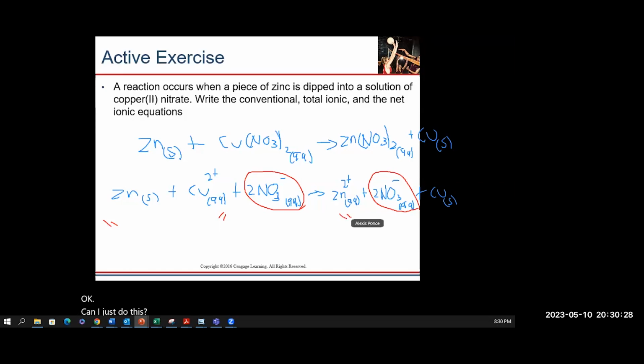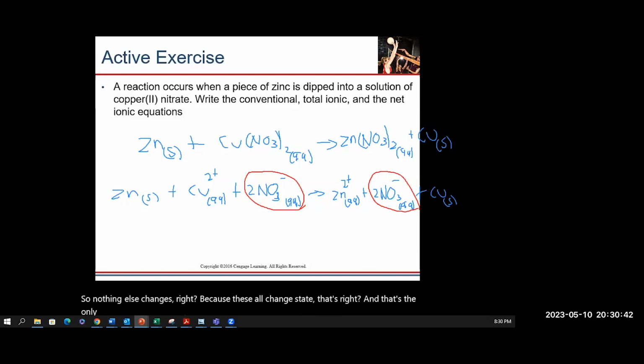Just kidding. So nothing else changes, right? Because these all change state. That's right, and that's the only difference. Okay, so I guess I'll do it in red.